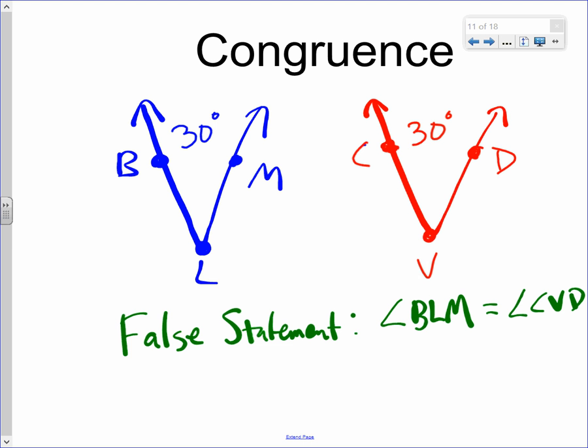What's the question again? Why? Look at angle BLM right there in blue. Angle CVD in red. I'm saying they're equal. That seems true to me. 30 degrees, 30 degrees. But why is that false?